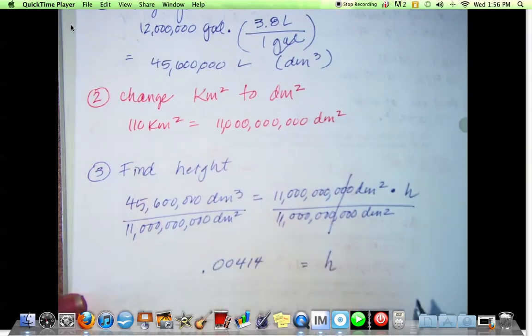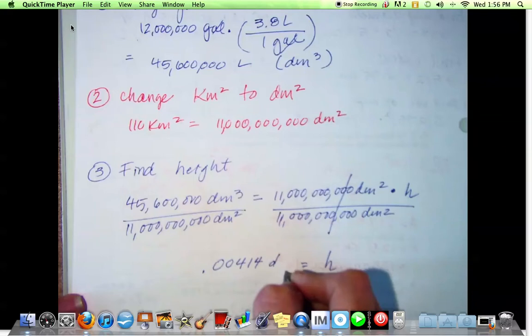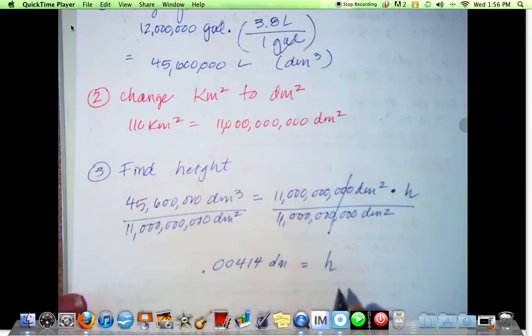Point 0, 0, 4, 1, 4, 5, 4. Okay? What units? It will be decimeters. It's height, one dimension. Just decimeters. Plain decimeters. Any questions? No, we're done.